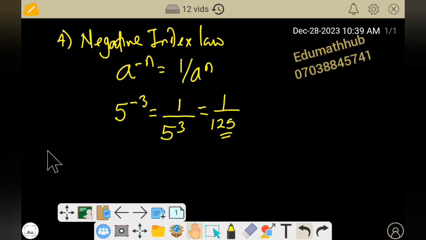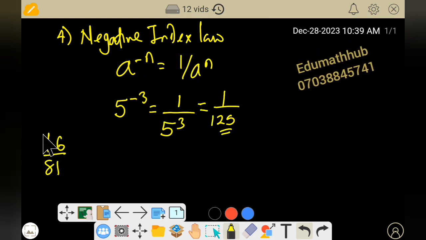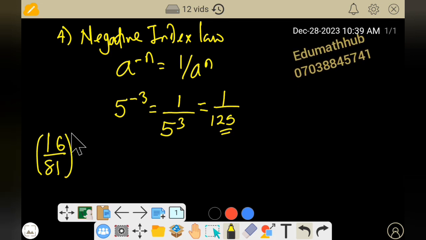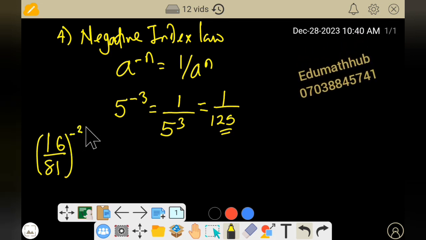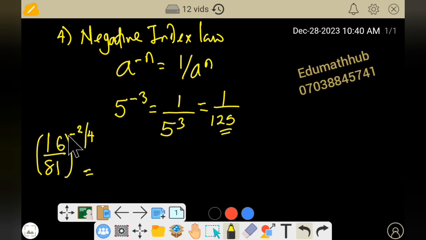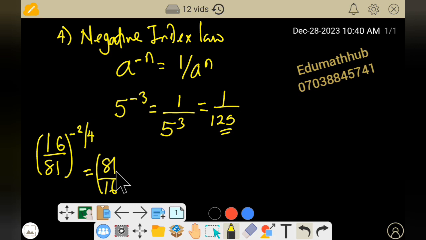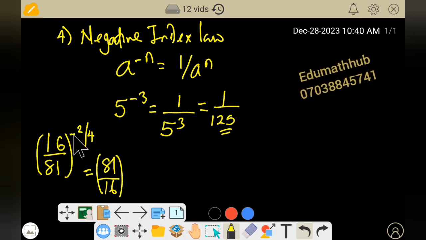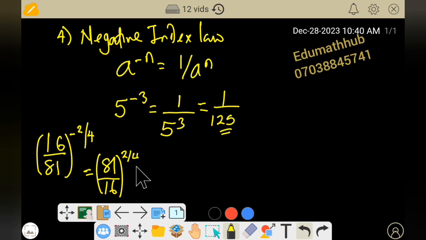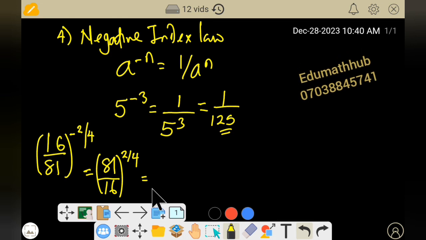Let's assume you have 16 over 81 raised to power minus 2 over 4. This is how you do it. To remove this negative sign, flip this fraction, turn it upside down. So that will be 81 over 16. Once you flip it, the negative sign will disappear. So that will be 2 over 4. Then from there you can proceed, using the next law I'm going to talk about.